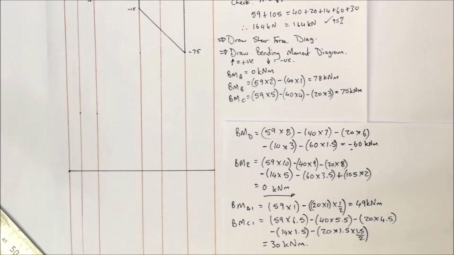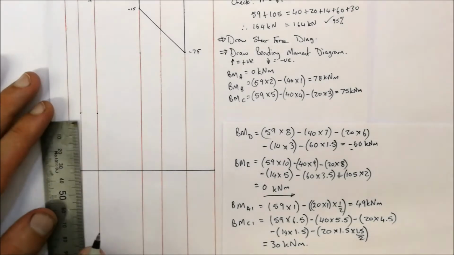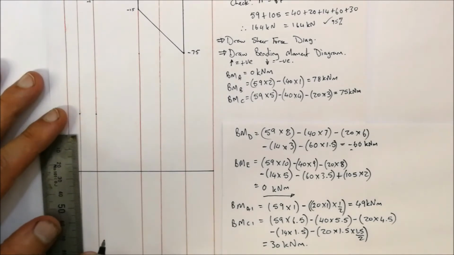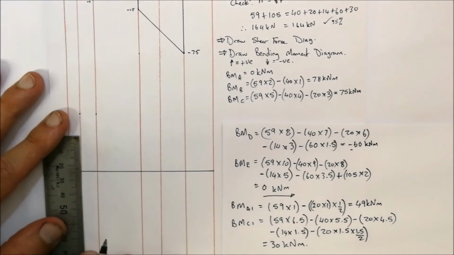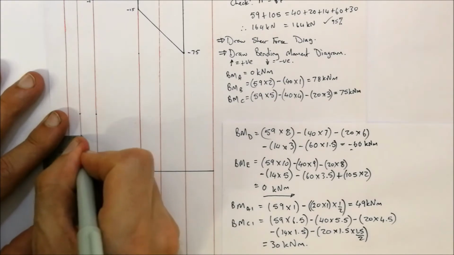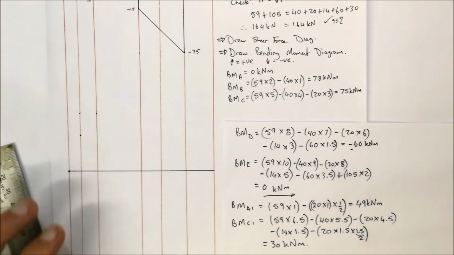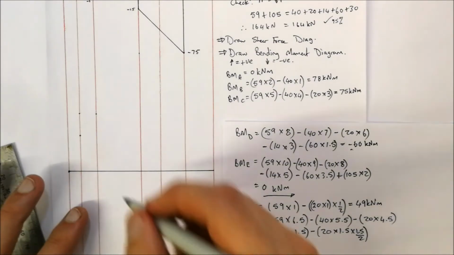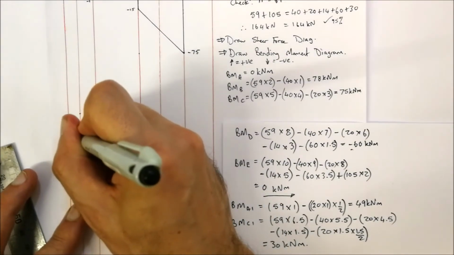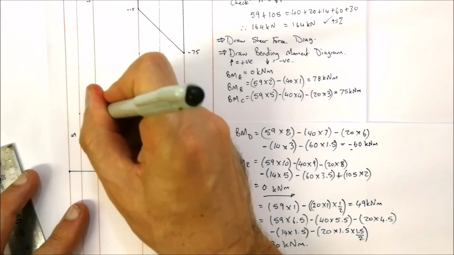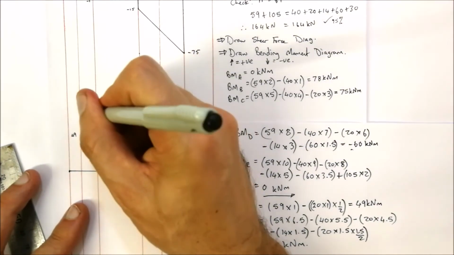So 49 kilonewton meters divided by 2 is equal to 24.5. Okay, so 24.5 will be over there. Okay, so I'm going to write my values in over there. So this is 49. This point over here is going to be 78.